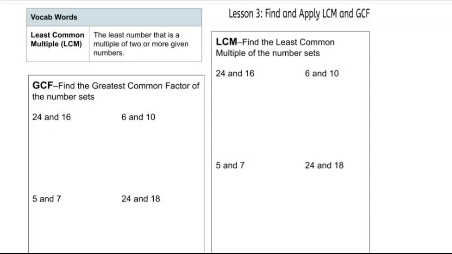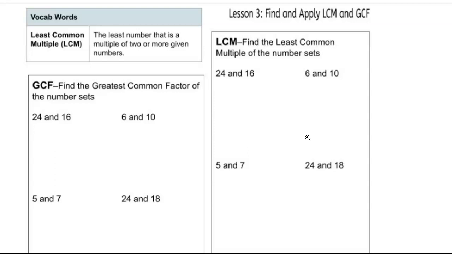We're on Module 2, Lesson 3, Find and Apply LCM and GCF. LCM stands for least common multiple. If you look over to the left-hand side, that's one of our vocabulary words. The least number that is a multiple of 2 or more given numbers. And then we have GCF, which is the greatest common factor. Factors are the numbers that can multiply together to get that number.